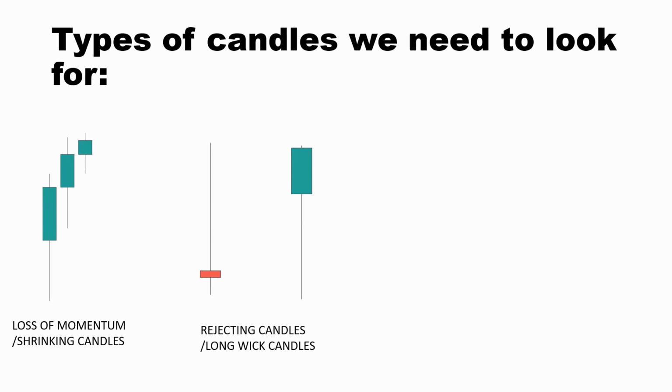There are very many names given to them: pin bars, hammers, rejecting candles, long wick and all that. But they're all categorized under rejecting candles or long wick candles. Now, when you have a key level that you've marked and price approaches that area in a loss of momentum way.